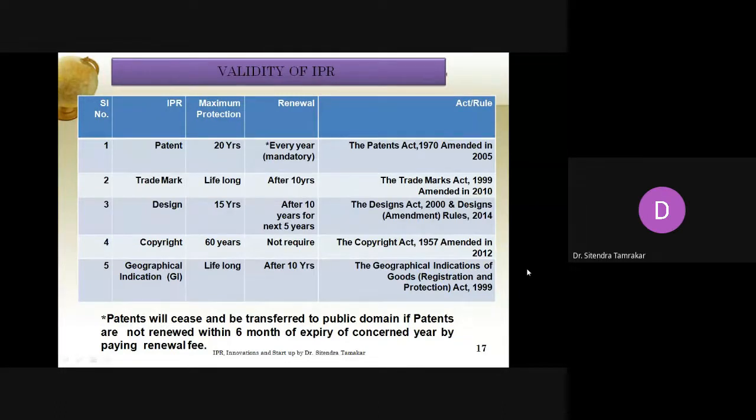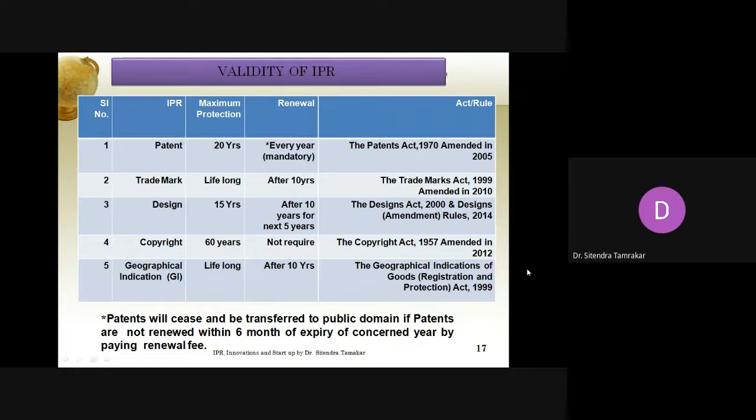Trademark gives lifelong protection, and it needs to be renewed after 10 years. For design, we get the design rights for 15 years, and you need to go for renewal after 10 years for the next 5 years. Copyright protects the information for 60 years, and renewal is not required. GI is also lifelong, and renewal can be done after 10 years.